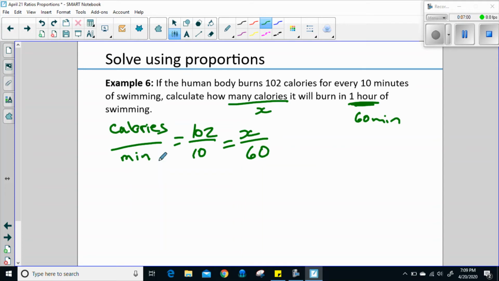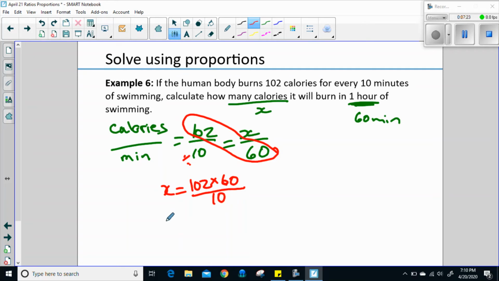So that'll go in my minutes row. All right, and then we're going to cross multiply. So I look to see who's diagonal from each other. So in this case, there's my diagonal numbers. X is 102 times 60, all divided by the number that's across from the x, so 10.